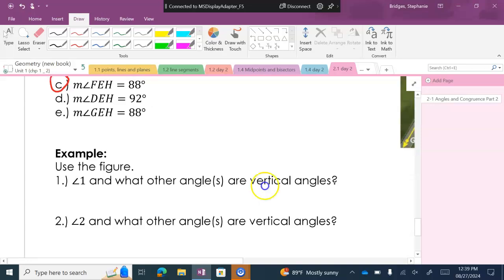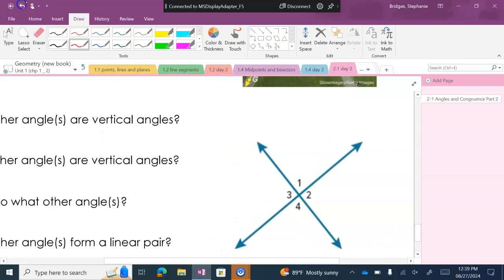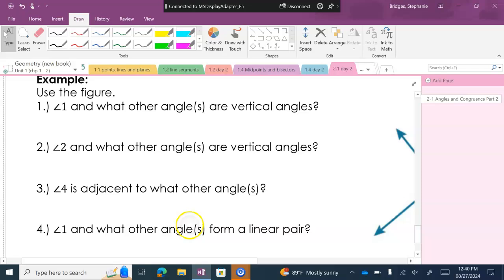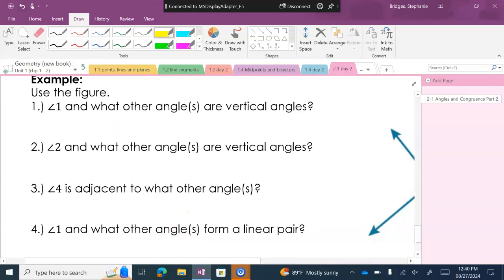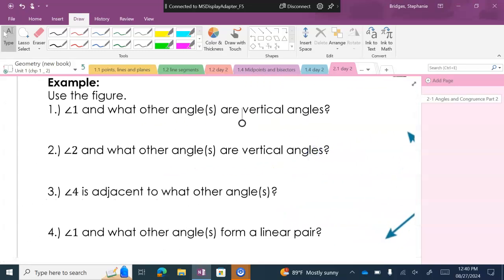All right, I'm going to look at my picture. Here's angle 1. Does everybody see angle 1? Yes. Okay, angle what is vertical to angle 1? Which one is across from 1? 4. So angle 4 is vertical to angle 1. That should be the answer to that first question. Also, when you write that, put your angle symbol beside it and then the number so that I know you're referring to an actual angle there.